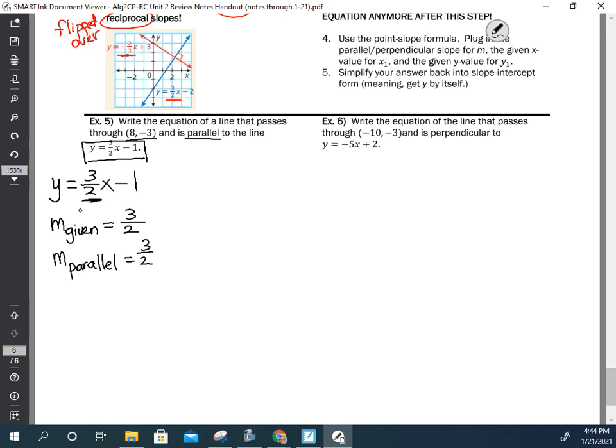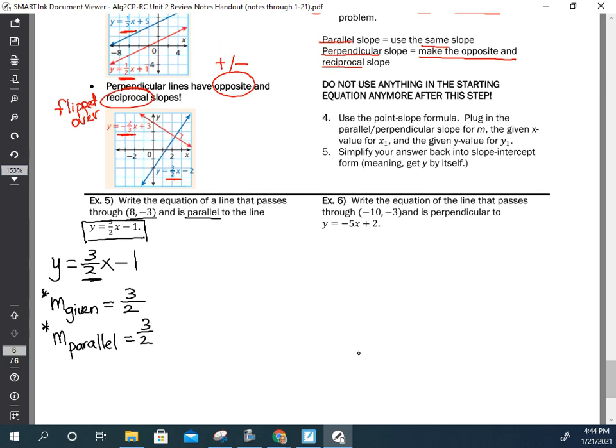So step 1 was to rewrite, we didn't have to do that. Step 2, identify the slope that was given to us. Step 3, make it parallel. So we already had that taken care of. Keep this part in mind here: do not use anything in the starting equation anymore after this step. Now that we know that we have a parallel slope, we don't need that first equation anymore. Now we're going to write the new one. We don't need the first one anymore because we have the slope that we need.